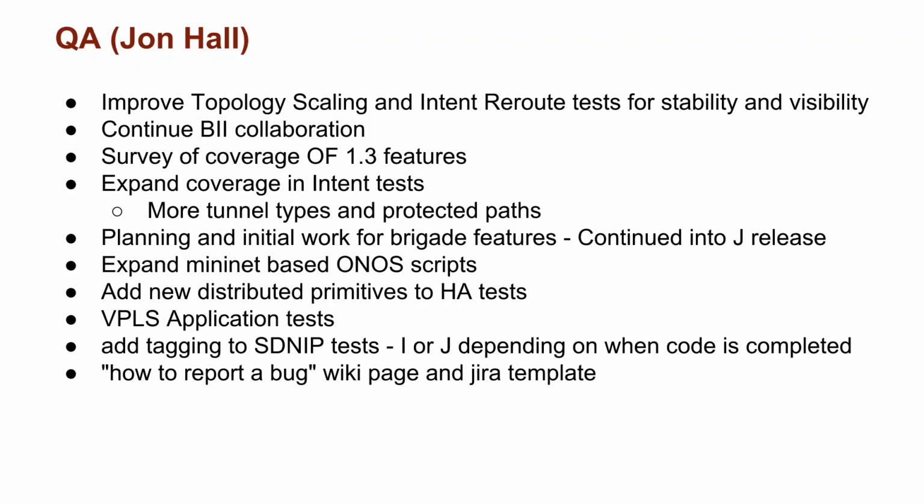And then the last thing, I guess more community focused, is we'd like to try to create a wiki page for how to report a bug, with a list of things to include, and maybe some commands they can run to gather information, and then also try to get a Jira template. So when you select the issue type as bug, it'll pop up with some of this information, or a template with this information. Cool.